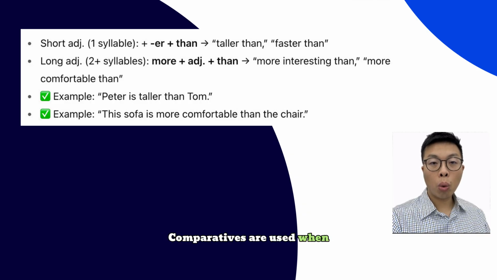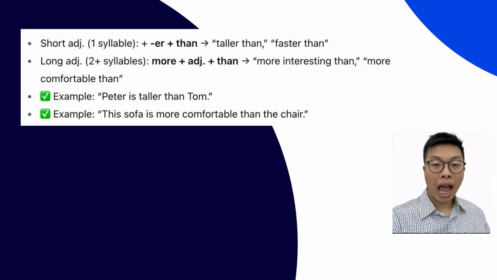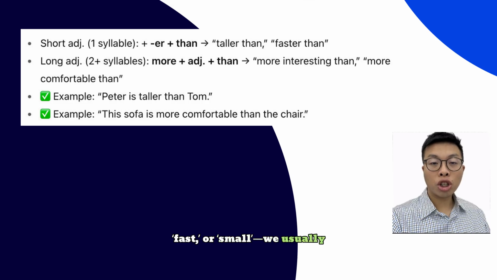Comparatives are used when we compare two people, animals, or things. For short adjectives, those with one syllable, like tall, fast, or small, we usually add -er at the end, followed by than. For example, Peter is taller than Tom, or this car is faster than that one.